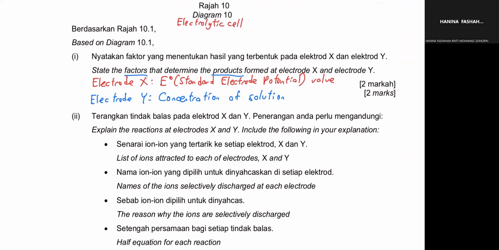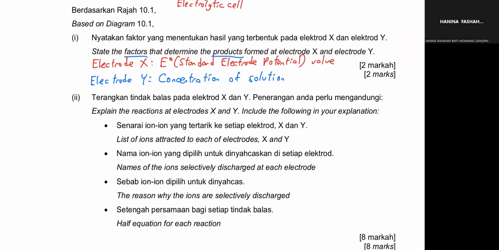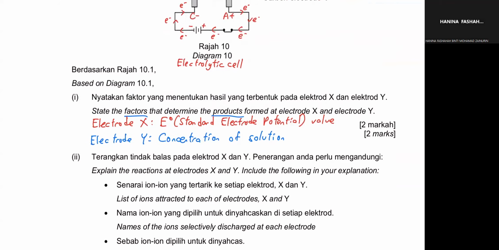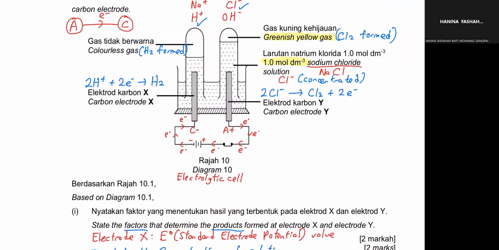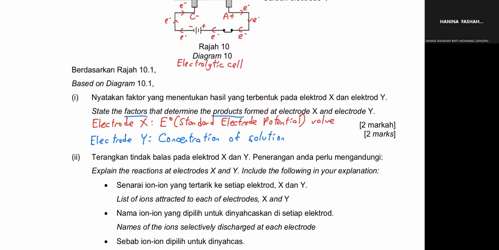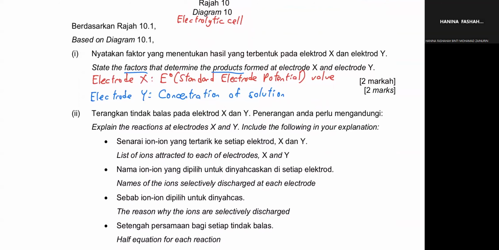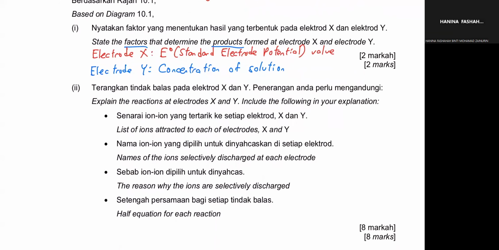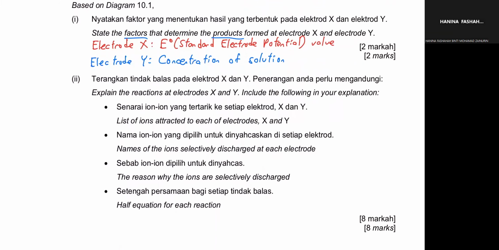By the way, for exam question 9 and 10 you choose one question only. Here I want to do it so that I can revise everything, in case they come out with question 11, then it is GG for this type of question. Then explain the reaction at electrode X and Y. So include the following explanation.